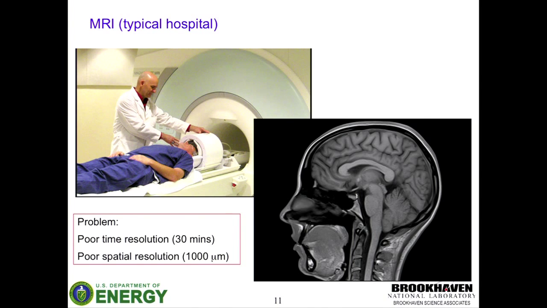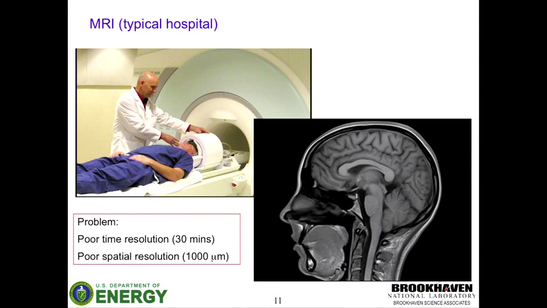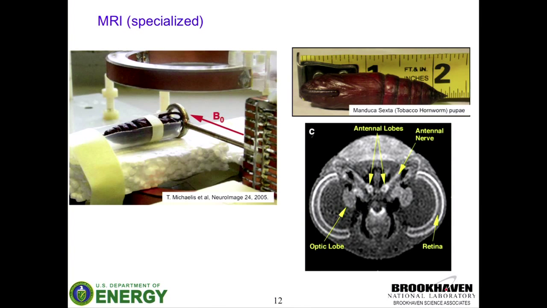Now, there are people who have developed specialized MRI, and I love this picture here. It looks exactly like the previous one, except that this is made for a little pupae, which is about 2 inches, all right? With this, you can see inside the head of the pupae. You can see the brains and the lobes. The problem is the spatial resolution is not that great, 50 microns, and it takes 3 hours.